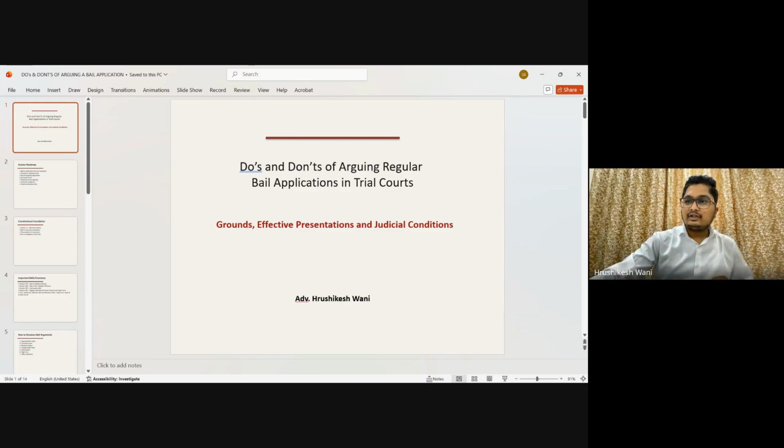The other focus will be on the specifics of arguing bail applications relating to offenses against women and POCSO cases. Also, I'll be covering a few landmark cases that have been laid down by the Honorable Supreme Court regarding bail. So, starting with the first part of this bail.